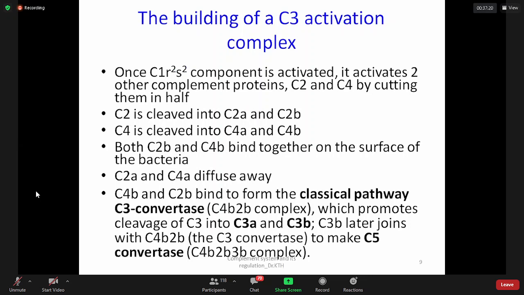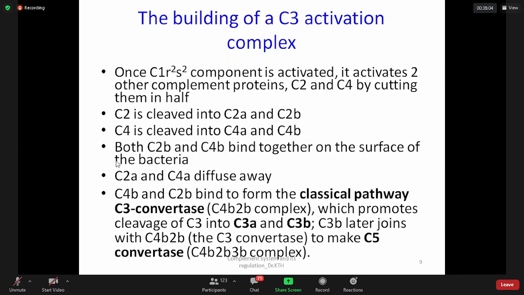Okay? And it's called the C3 convertase because it is what then starts to activate, or cleaves, C3. So C3 is cleaved by C4B2B into C3A and C3B. C3A does not bind to any other cell. It literally binds usually on mast cells where it can activate anaphylaxis. Okay, so you end up activating histamine. But it's also important as a chemotactic factor.